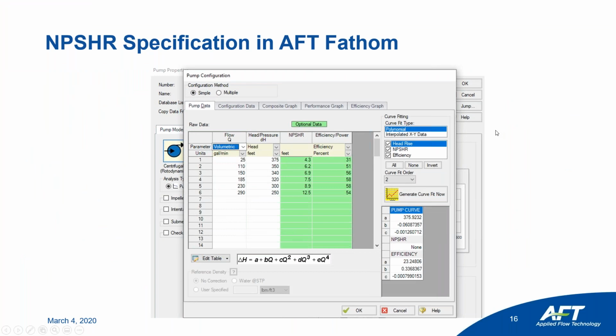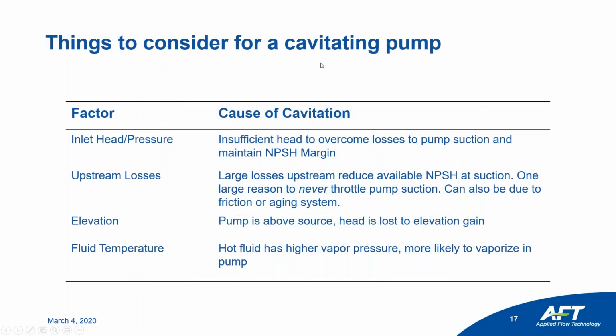So here's where we can specify it in Fathom. The configuration data is where you're defining your preferred and allowable operating regions. So here's some things that we can consider for a cavitating pump. You see a lot of the same factors. A lot of these things have to do with the system itself rather than the pump itself. So if we look at inlet head and pressure, well, if that drops down, that's already dropping our NPSHA. Upstream losses, that can come in the form of trying to throttle it upstream, which is not recommended. Or if there's a lot of bends and other kinks leading up to the pump, that can cause issues.